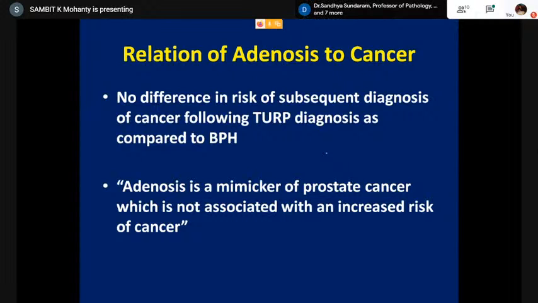Relation of adenosis to cancer: there is no difference in the risk of subsequent diagnosis of cancer following a biopsy or TURP showing the presence of adenosis. Adenosis is a mimicker of prostate cancer, which is not associated with an increased risk. So whenever you have a diagnosis of atypical adenomatous hyperplasia or adenosis, in the comment you write: adenosis of the prostate is a mimicker of prostate cancer, which is not associated with an increased risk of cancer, so that the urologist is not going to be confused.